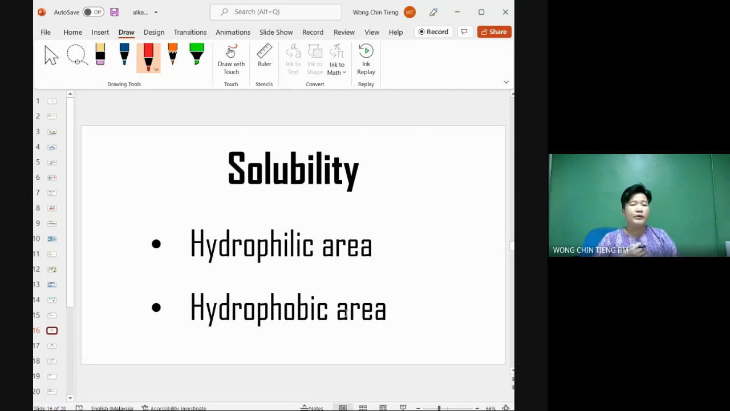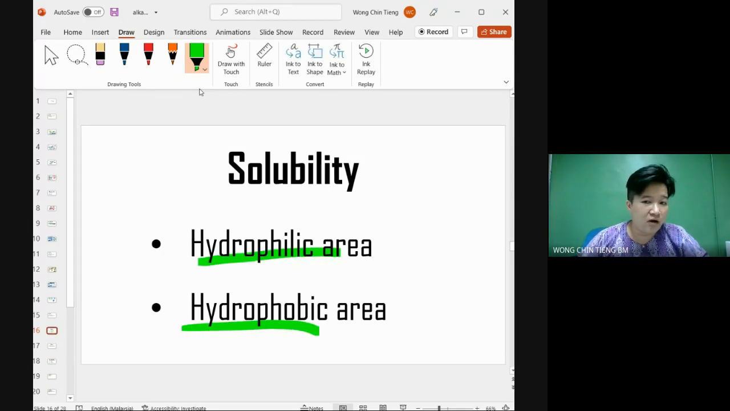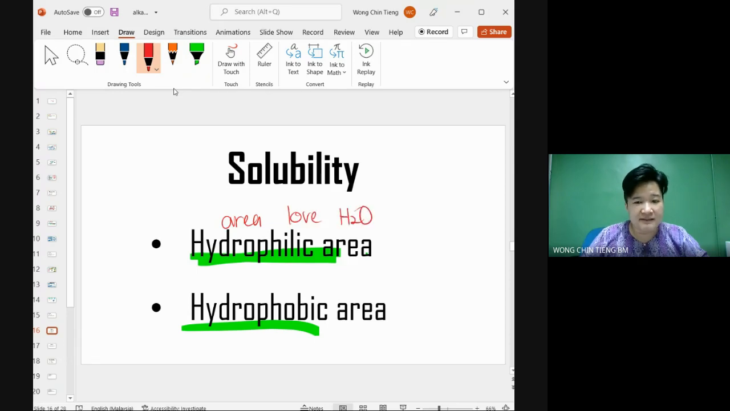Okay, next, going into solubility. Solubility dalam topik ni tak ada apa sangat. Solubility in another topic later on, kita akan tengok solubility balik saya rasa di alkohol kot. Alkohol, haloalkane mungkin ada sikit. So, kita akan tengok solubility paling banyak nanti di alkohol. So, ingat dulu dua term ni, hydrophilic area, hydrophobic area. This is the area that love water. This is the area that hate water. Okay?